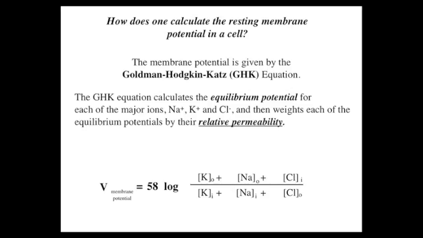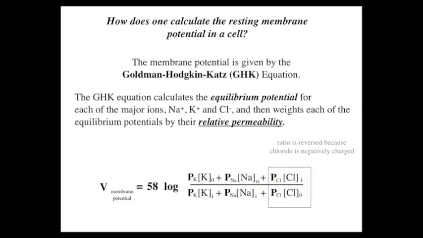And each of these values is going to be weighted by a relative permeability. By the permeability of potassium, the relative permeability of sodium, and the relative permeability of chloride. That's really all it is.